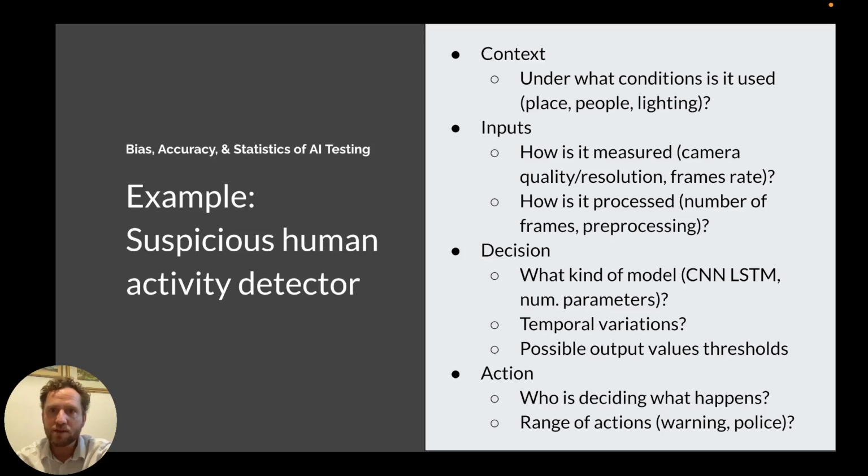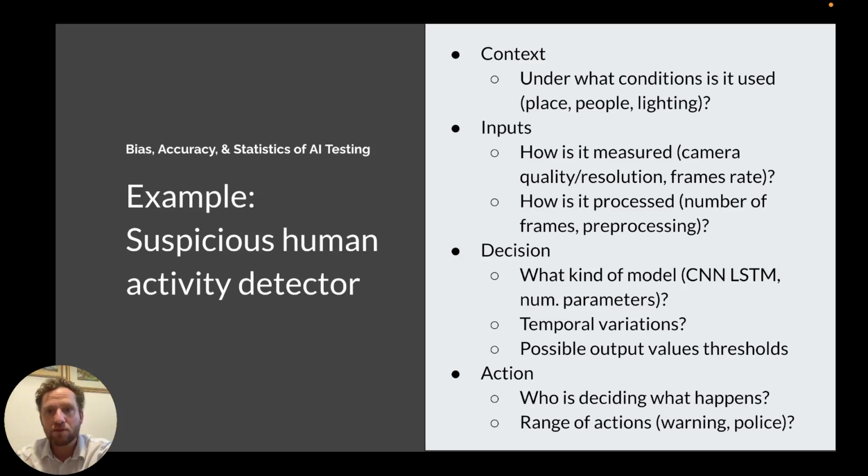There are inputs, of course, so how is it measured? So that could be camera quality. Not every CCTV camera is going to be the same. There are different resolutions. There might be different frame rates. How is it processed? So maybe it's processed only a certain number of frames. Maybe there's some pre-processing like smoothing or lightening of the images or video. Is sound used? Typically not, but potentially could be used.